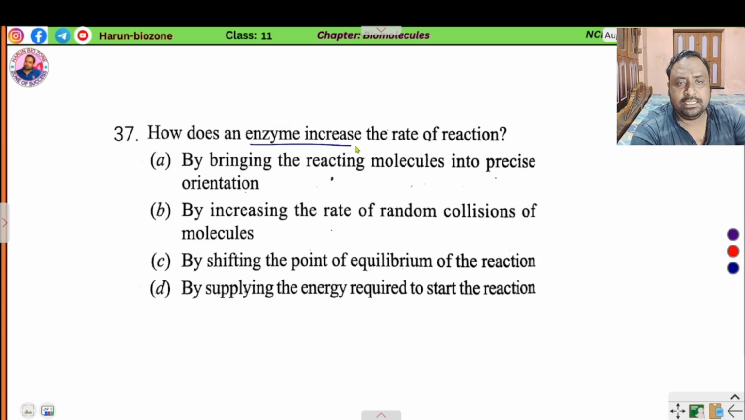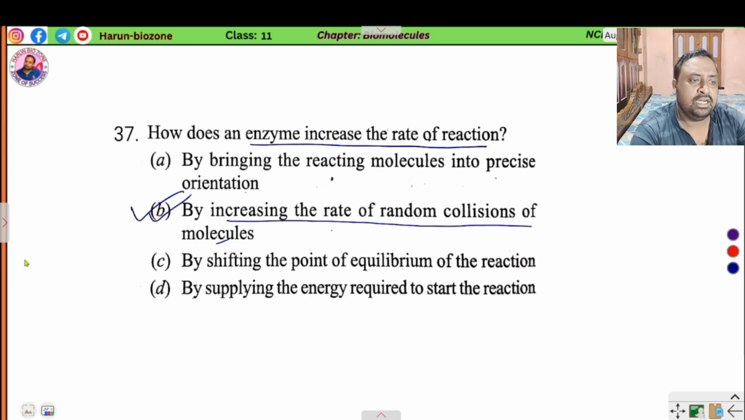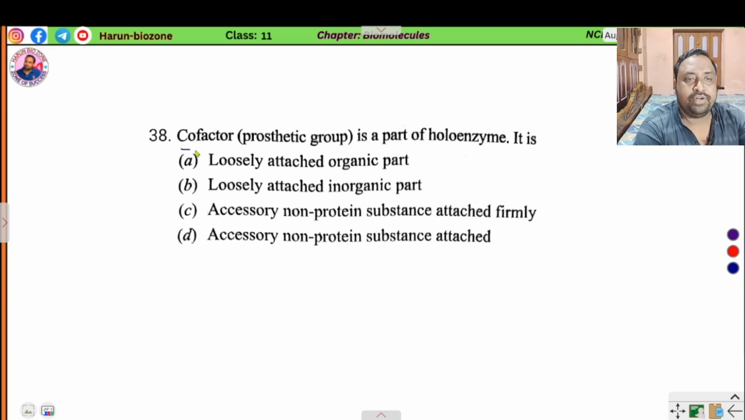How does an enzyme increase the rate of reaction? By bringing the reaction molecules into precise orientation. Only for enzyme only, not only orientation, by increasing the rate of random collision of molecules, by shifting the point of equilibrium of the reaction. No, enzyme does not shift the reaction at equilibrium state, by supplying the energy required to start the reaction. Here the correct option is B, increasing the rate of random collision of the molecules. Because enzyme plus substrate first collide or combine, then enzyme and product. So here collision occurs. Next point, 38, cofactor prosthetic group are accessory non-protein substance attached firmly.